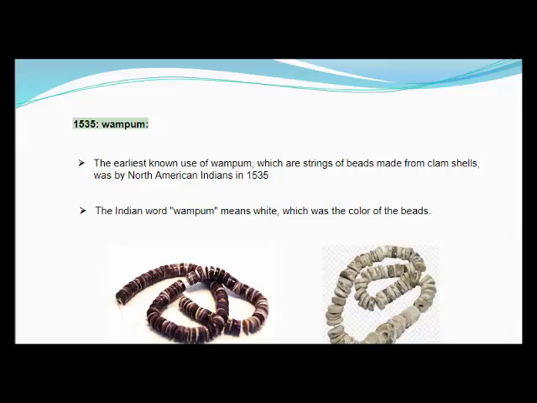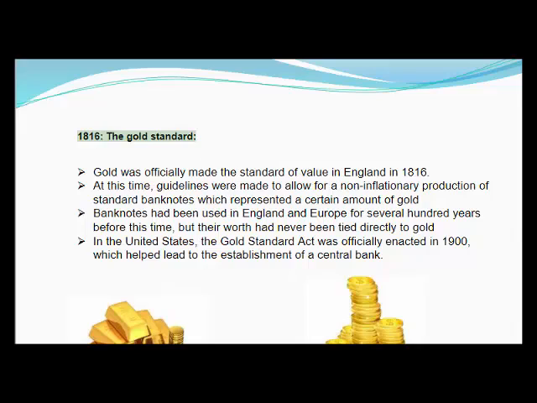1535, wampum. The earliest known use of wampum, which are strings of beads made from clam shells, was by North American Indians in 1535. The Indian word wampum means white, which was the color of the beads. 1816, the gold standard. Gold was officially made the standard of value in England in 1816.